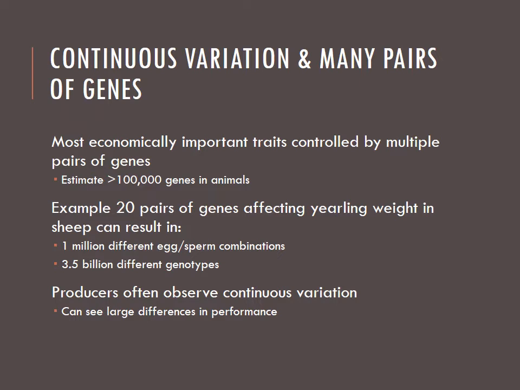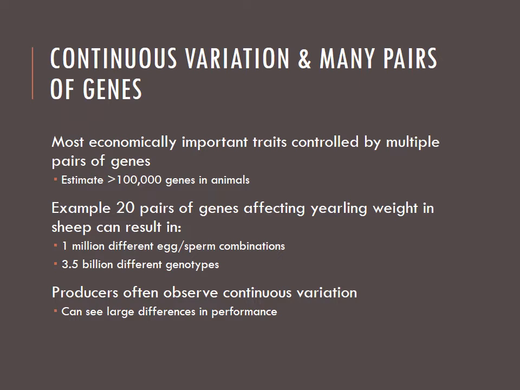Let's look at an example here in the middle of the slide. There are 20 pairs of genes affecting yearling weight in sheep. Essentially that's 1 million different egg and sperm combinations and 3.5 billion different genotypes just for yearling weight in sheep. So if I have a goal of increasing yearling weight by, let's say, 5 pounds on average in my herd, that tells you how difficult it is genetically to have that outcome, and how many generations it may take to actually achieve that 5 pounds. And we'll look at a couple of mathematical equations in a second.